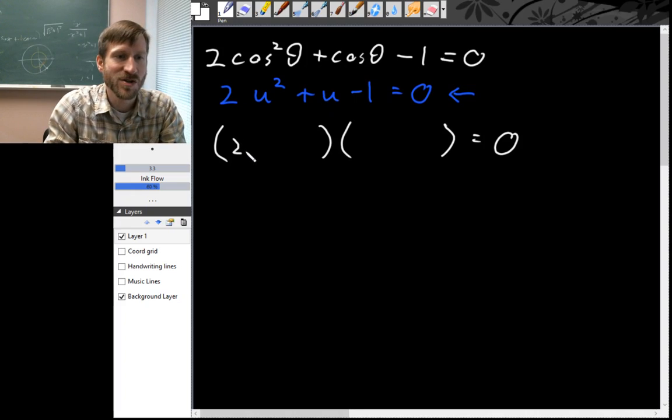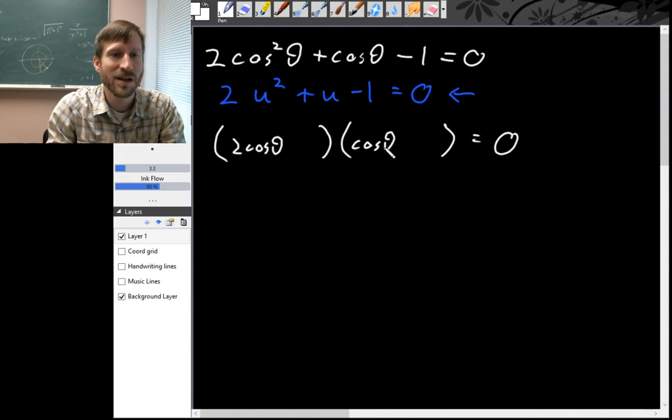So we're going to need a 2 cosine theta over here, and we're going to need a cosine theta over there. We're going to need a minus 1 in one of these two spots, but if we put it in the right-hand spot, then we'd end up with a minus 2 cosine theta, and that would make this middle cosine theta negative instead of positive. So the negative 1 must go over here, and that must mean we have a plus 1 over here.